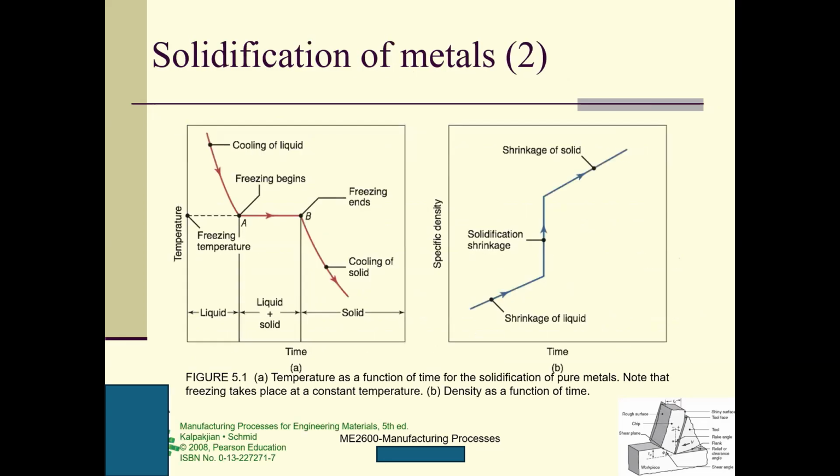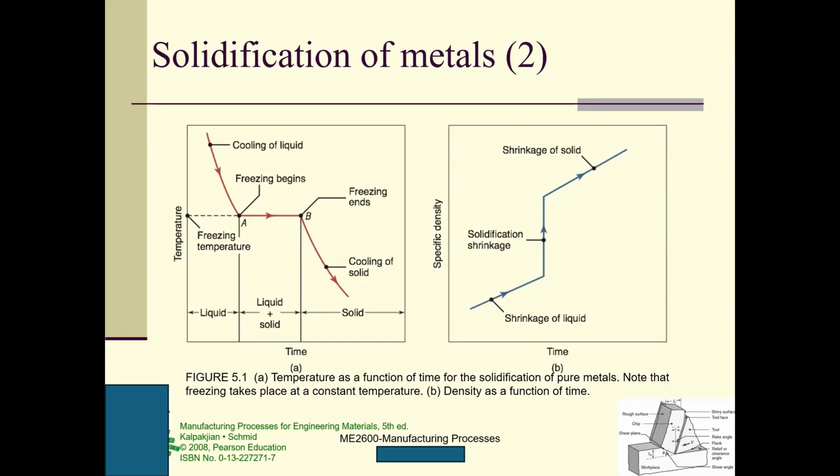So here, this is the solidification of metal. For the solidification of pure metal, we know that freezing takes place at a constant temperature. And second, density as a function of time, because the shrinkage occurs. So here is the temperature, which plays a very important role. This is called the phase diagram. This is time. Here is the liquid, and here is the solid, the pure liquid and pure solid.